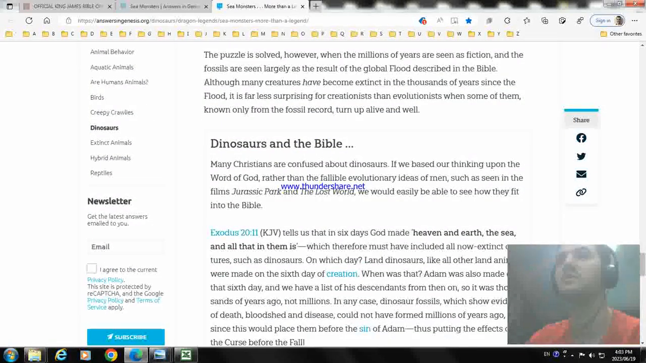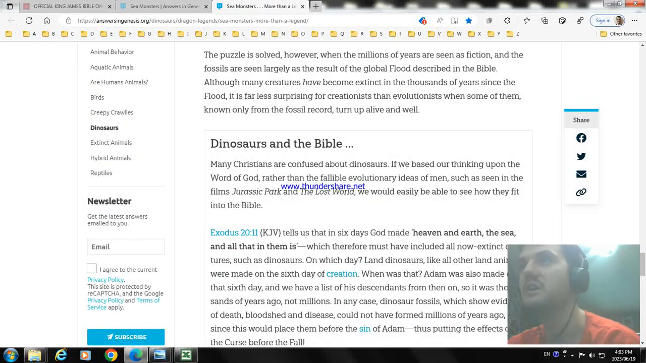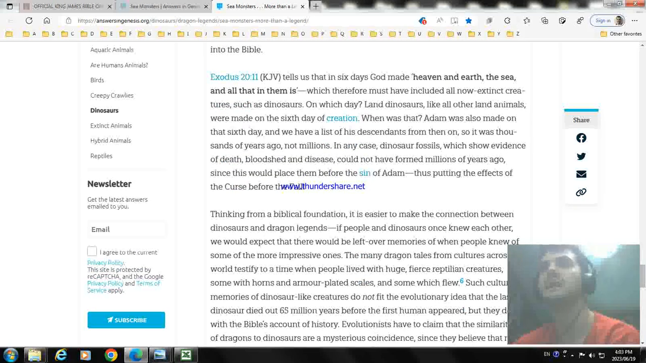Okay, now dinosaurs in the Bible. Many Christians are confused about dinosaurs. We're thinking about the word of God, and how evolutionary ideas, such as films like Jurassic Park and The Lost World, affect us. We should really see how to fit that into the Bible. Exodus 20:11 in the KJV says that God made heaven and earth and the sea and all that is in them, which therefore includes dinosaurs.